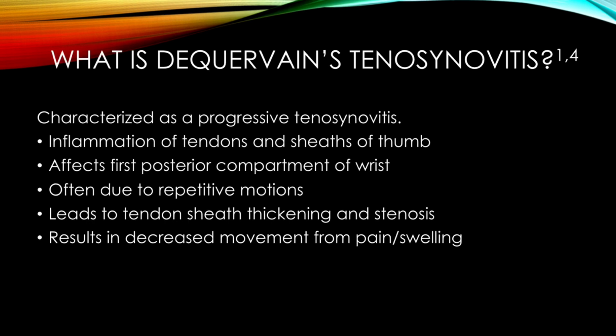The definition is characterized as progressive tenosynovitis, which is just progressive inflammation of the tendon and the sheath. This affects specifically the first dorsal compartment of the wrist and is caused by repetitive thumb and wrist motions leading to pain and swelling and limited motion.